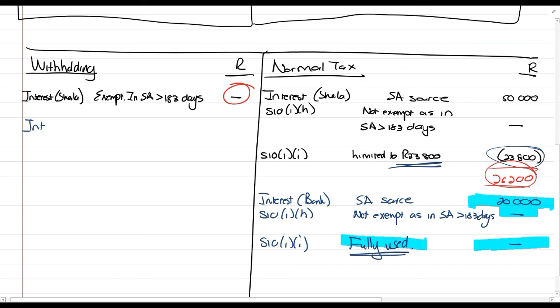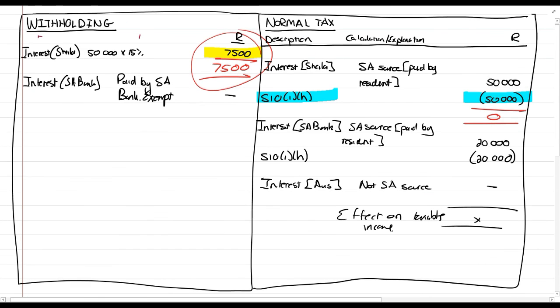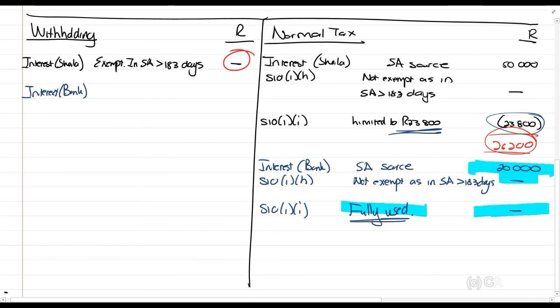Then we've got the interest from the bank, the withholding tax. And what do we know about interest from the bank? It's exempt. Right, so it is still exempt. Situation A and B, still exempt. So in this case, as you can see, the person will still pay tax over here, right?